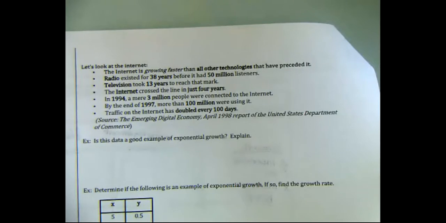In 1994, a mere 3 million people were connected to the internet. By the end of 1997, more than 100 million were using it. Traffic on the internet has doubled every 100 days. This is based on the Emerging Digital Economy April 1998 report. So obviously it's a little dated, but it still remains pretty useful information and pretty shocking information, quite honestly.